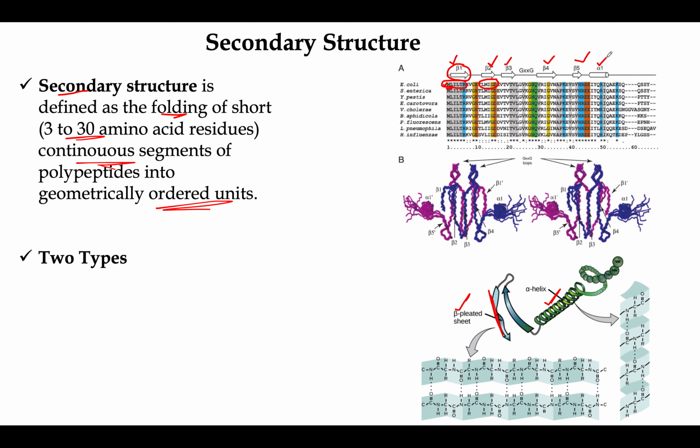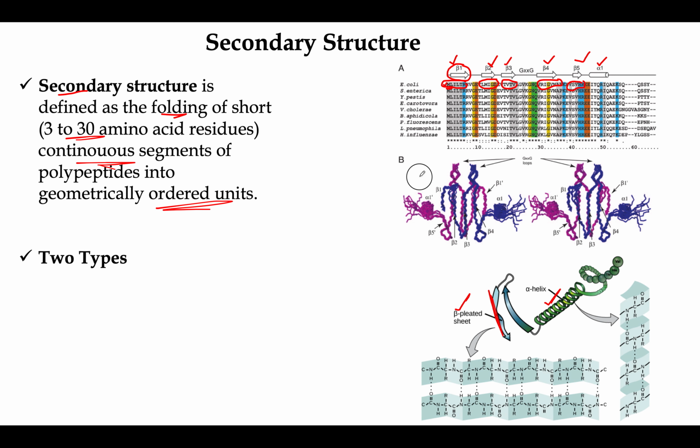So this is how you read the secondary structure from the schematic, and each geometrically ordered unit consists of approximately 3 to 5 amino acids here. This is a particular protein sequence from E. coli, a bacteria, and you can see here they range between 3 to 5 amino acids, and each segment of 3 to 5 amino acids undergoes a particular folding to form geometrically ordered units, and these units are called the secondary structure.